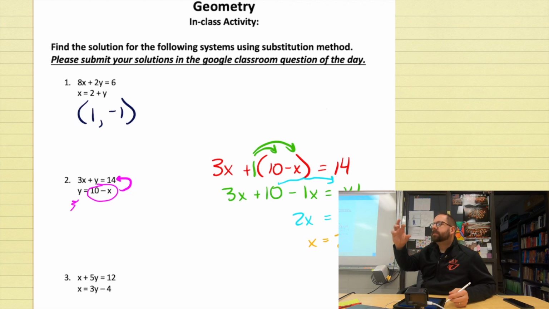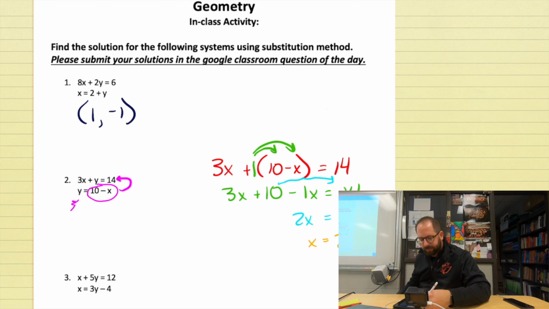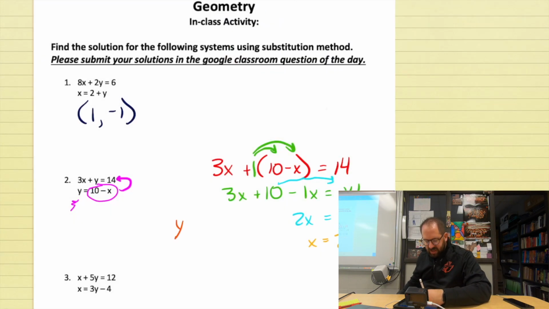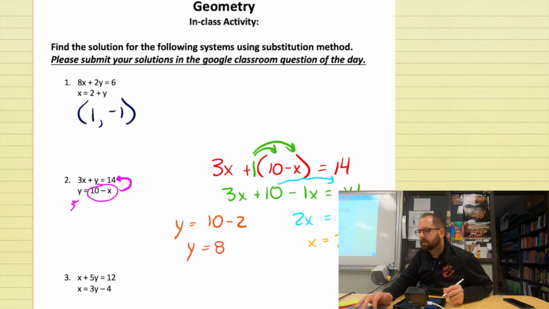Now, what do we do with the 2? Plug it back in, and always plug it into the part that I circled, the part where I identified the letter that was by itself, right? That's the equation you want to plug back into. So I'm going to go to that equation. That's the y equals 10 minus x, and I'm taking out the x and plugging a 2 in there. And then this turns out to be an 8. Perfect.